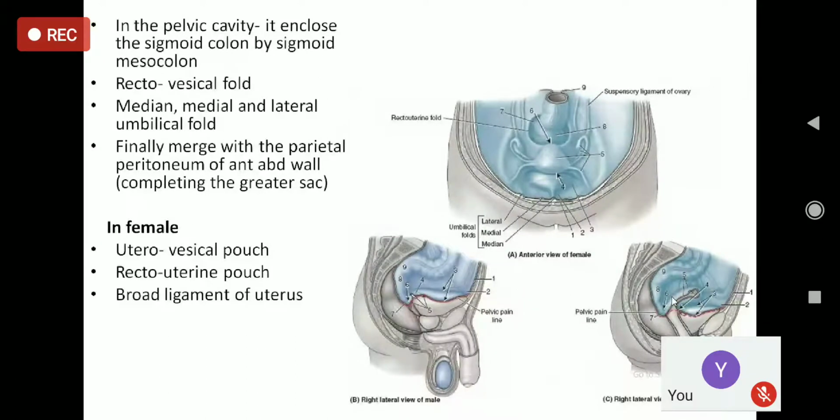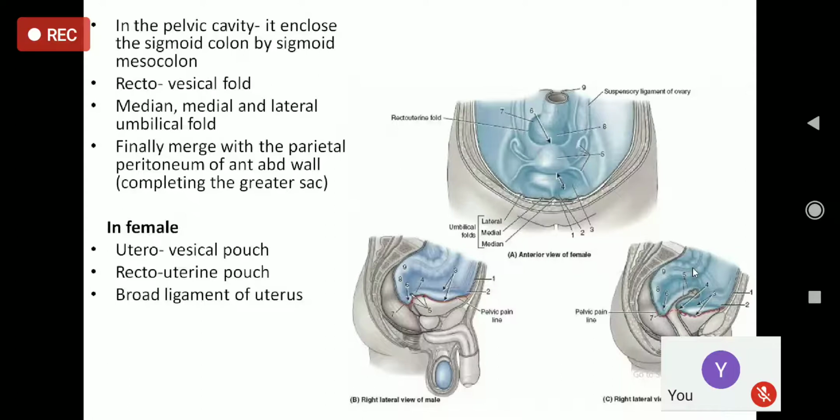In the pelvic cavity, as it goes down, it includes the sigmoid colon by the sigmoid mesocolon. So this is the sigmoid colon, which is enclosed by the sigmoid mesocolon we discussed yesterday, and the rectovesical fold, the fold between the rectum and the urinary bladder. Then it forms the median, medial, and lateral umbilical ligament or fold, and finally merges with the parietal peritoneum of the anterior abdominal wall, and it completes the greater sac.